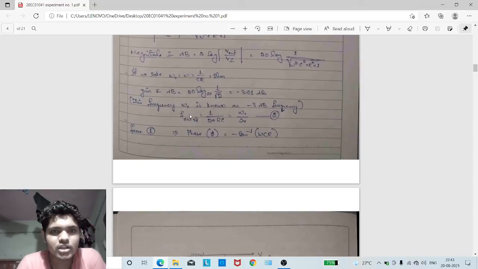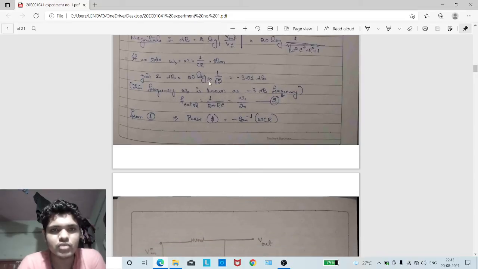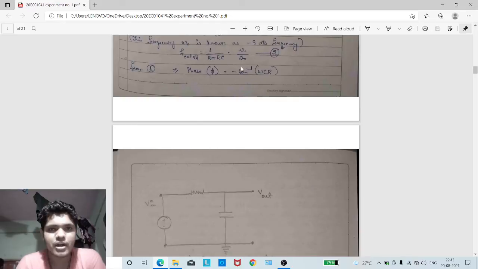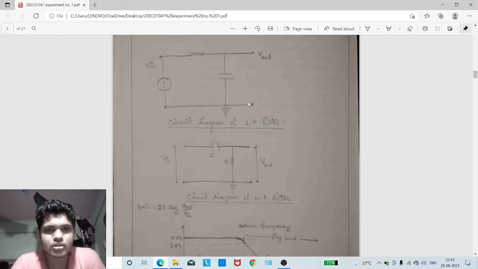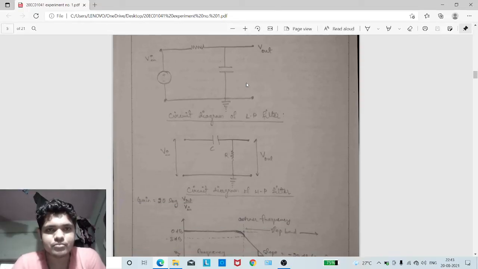So if we take omega naught equal to 1 by CR, then the gain in dB equals 20 log 1 by root 2, which is minus 3.01 dB, and the phase will be minus tan inverse of omega CR.